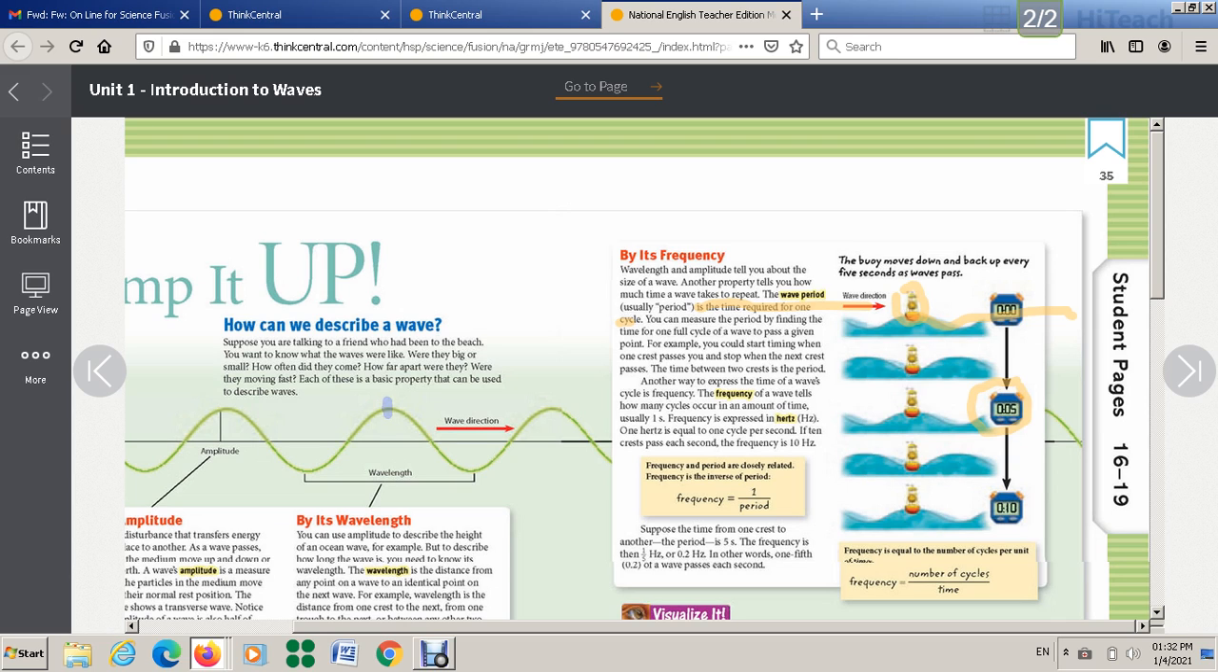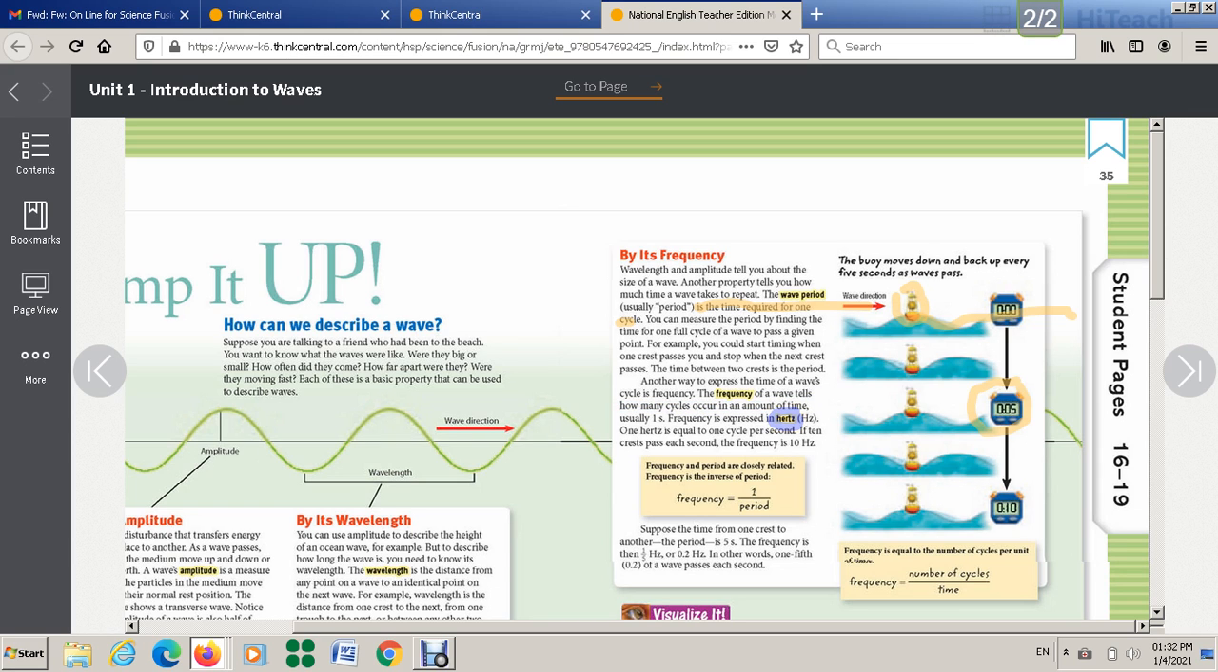Also we can use another term, another way to express the time of waves, which is frequency. What is the frequency of a wave? It tells how many cycles or how many waves occur in an amount of time. Usually the time used is 1 second, meaning how many waves in 1 second. And the unit used to describe the frequency is called hertz, or Hz.